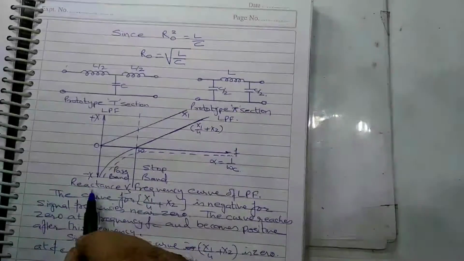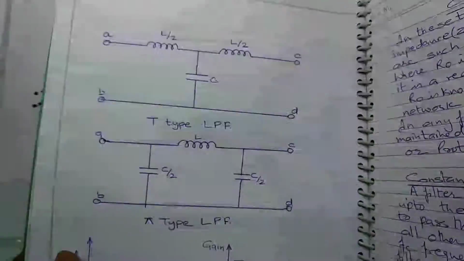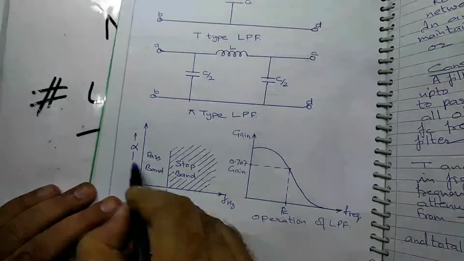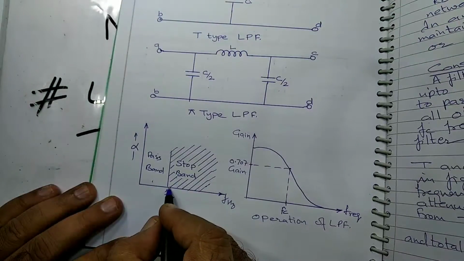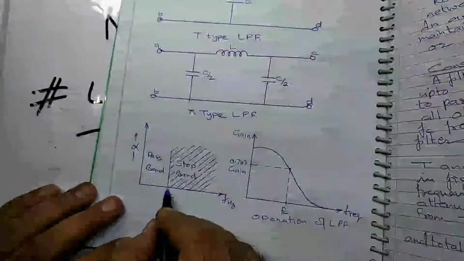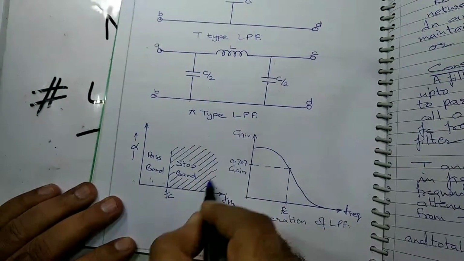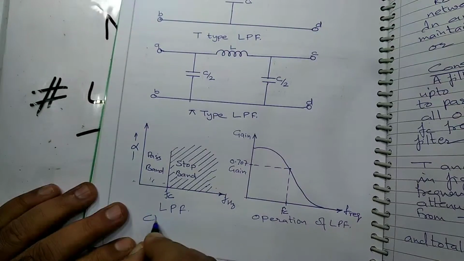Now we can see the relation between reactance versus frequency curve of low pass filter. Before seeing the reactance versus frequency curve, let us see the general characteristics of low pass filter. Here we can see this is the attenuation alpha, this is the pass band, this is cutoff frequency. Below the cutoff frequency is the pass band and above the cutoff frequency is the stop band. Therefore, all high frequencies are stopped, all low frequencies are passed. Therefore, it is called low pass filter characteristics.